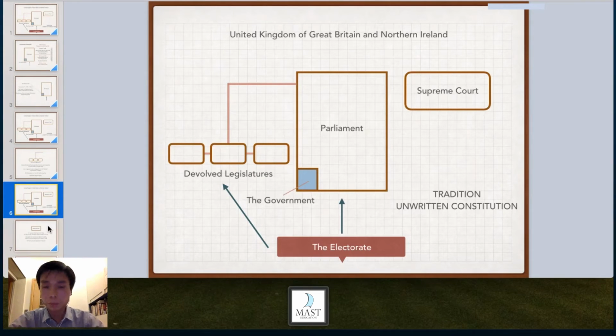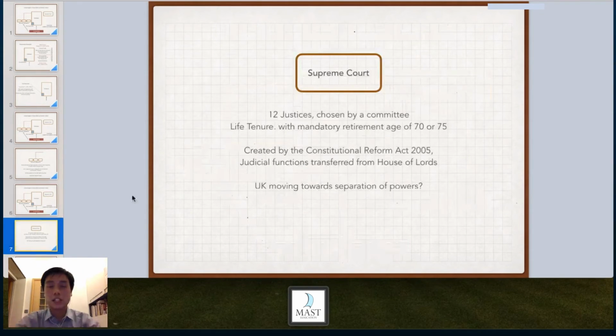So let's move on to the Supreme Court. The Supreme Court is sort of an outlier because it's separate from Parliament, and this is a rarity in the UK. It consists of 12 justices chosen by a committee. They have life tenure, and there's a mandatory retirement age of 70 or 75. So you don't get very old justices in the UK. The Supreme Court was only created 11 years ago with the Constitutional Reform Act of 2005. What this did was transfer the judicial functions from the House of Lords into the Supreme Court.